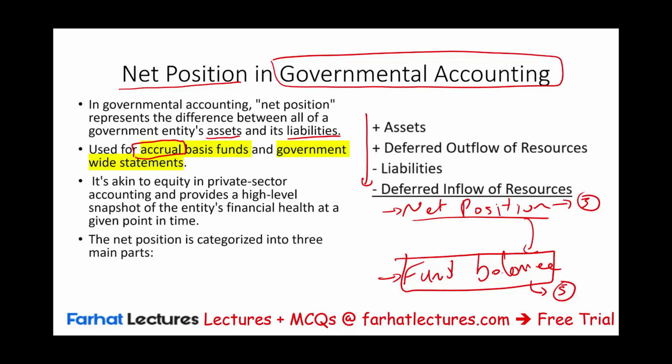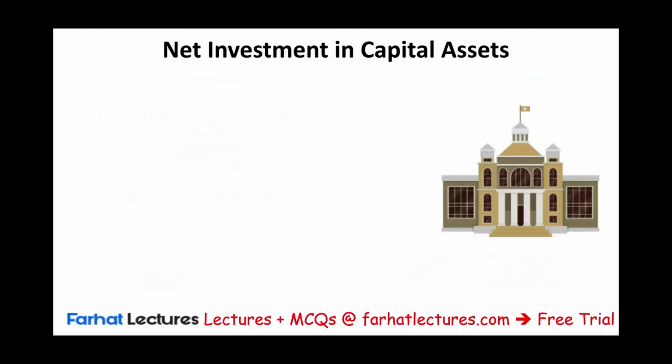So the net position is categorized into 3 categories: net investment in capital asset, restricted net position, and unrestricted net position. I'm going to define each one, show you an example from the real world, and work multiple choice questions to help you understand this concept. Let's go ahead and get started.